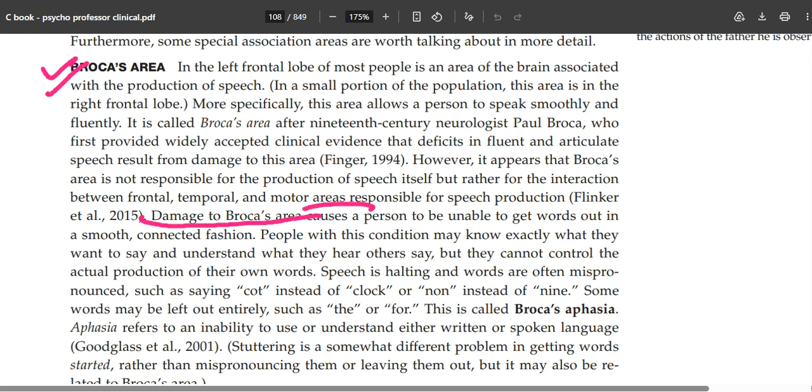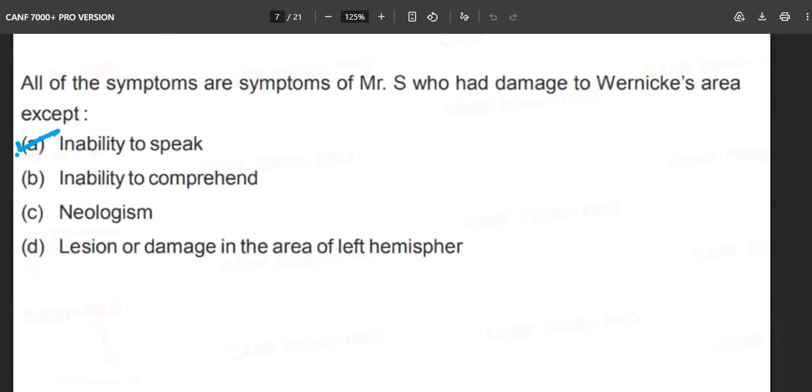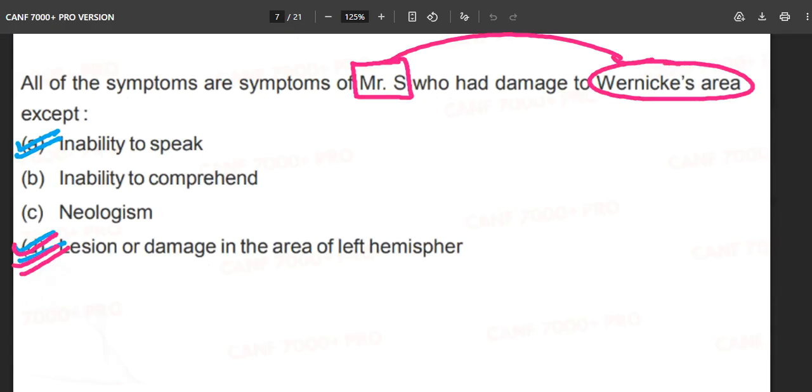Damage to Broca's area causes a person to be unable to get words out in a smooth and connected fashion. They are not able to speak. So option A can be the answer. Option D, as they have given, is the answer here, and that is why this question has never appeared again in your M.Phil entrances, because once they have done this kind of thing, they know they cannot ask these kinds of questions anymore, so they moved to the easier side.